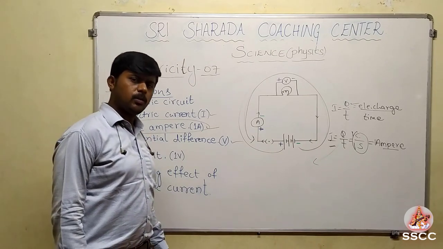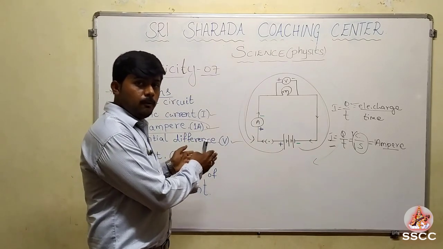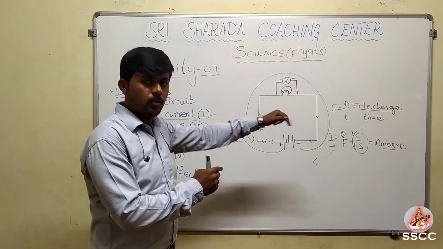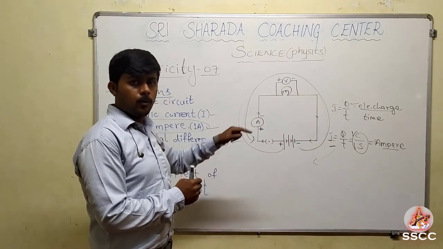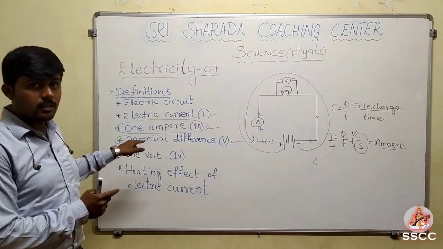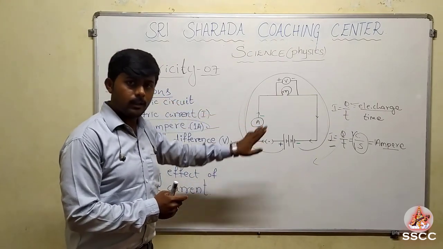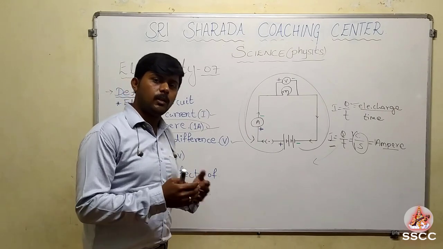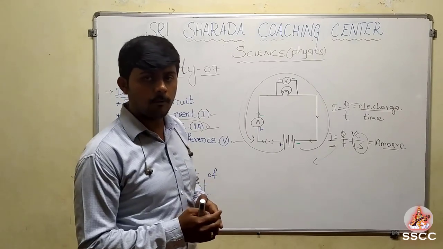What is meant by potential difference? This potential difference is the cause for the flow of electrons, the flow of electric current. This potential difference is the reason for the flow of electric current there. Then what is the definition of potential difference?